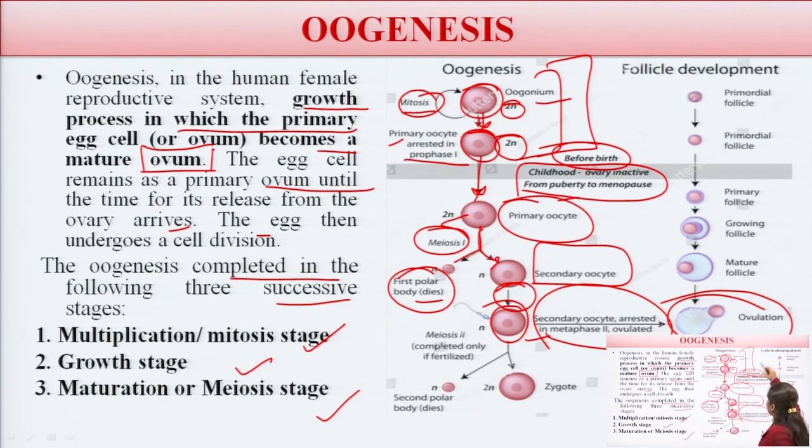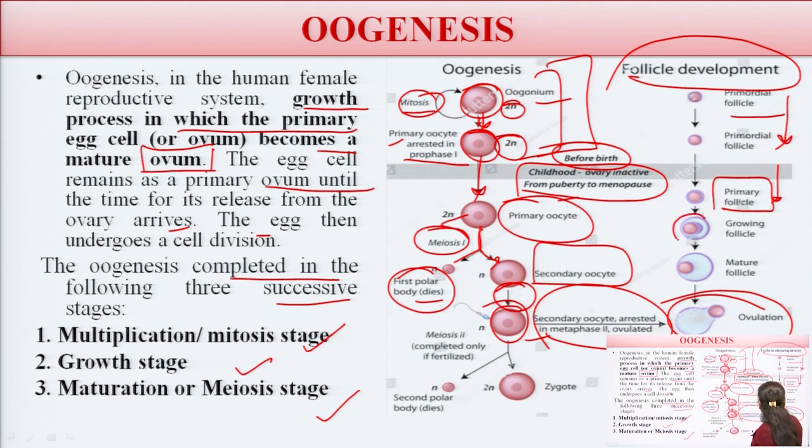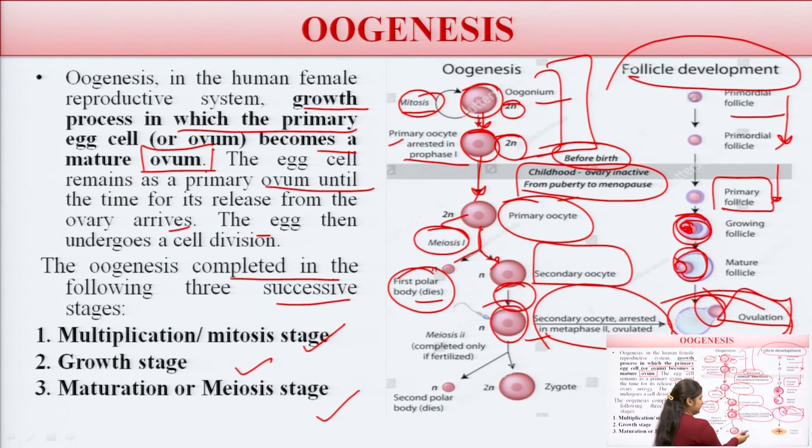Side by side there is follicular development. The primordial follicle develops and forms the primary follicles. The outer layer is known as the thecal cells, and inside there is the primary oocyte. When ovulation occurs, the mature egg cell is released. If it fuses with a sperm, they form the zygote. So, this is the process of oogenesis.